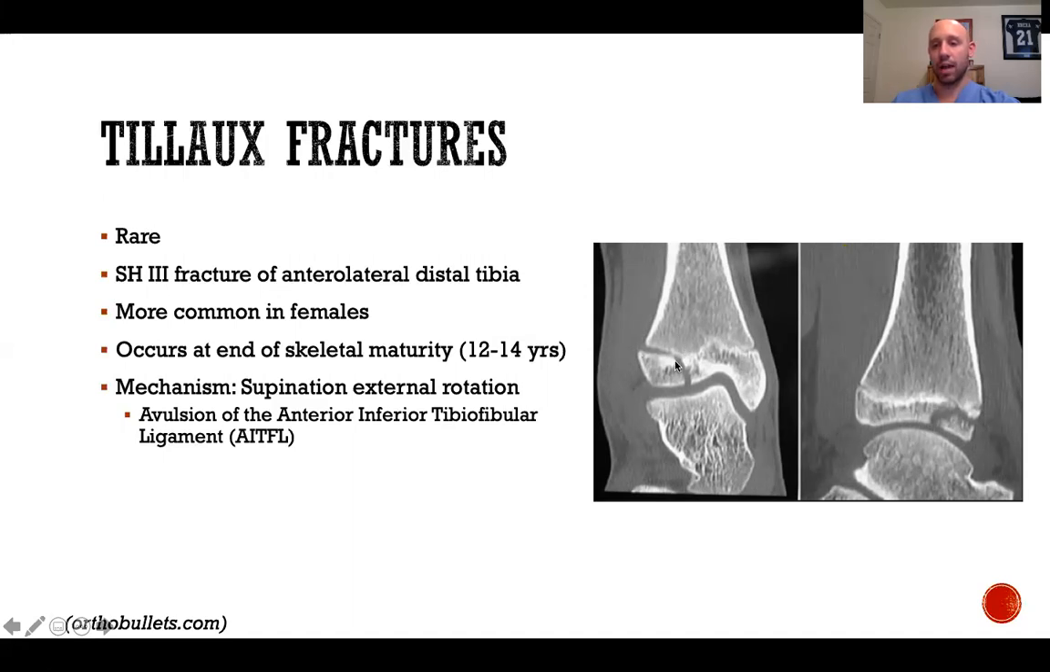This is the anterolateral aspect looking at an AP, and this is a sagittal CT cut looking at the anterior surface. And again, it's a Salter 3, meaning it involves the epiphysis.